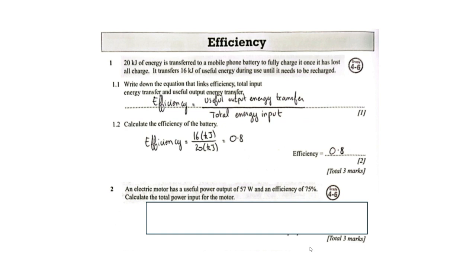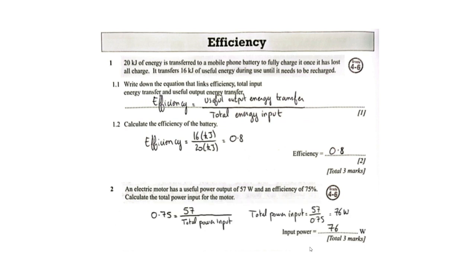An electric motor has a useful power output of 57 watts and an efficiency of 75%. Calculate the total power input for the motor. So the efficiency is 0.75. The useful power output is 57, and we don't know the total power input. So we put our values in this equation. We make total power input the subject of the equation by dividing 57 by 0.75, and we find 76 watts.